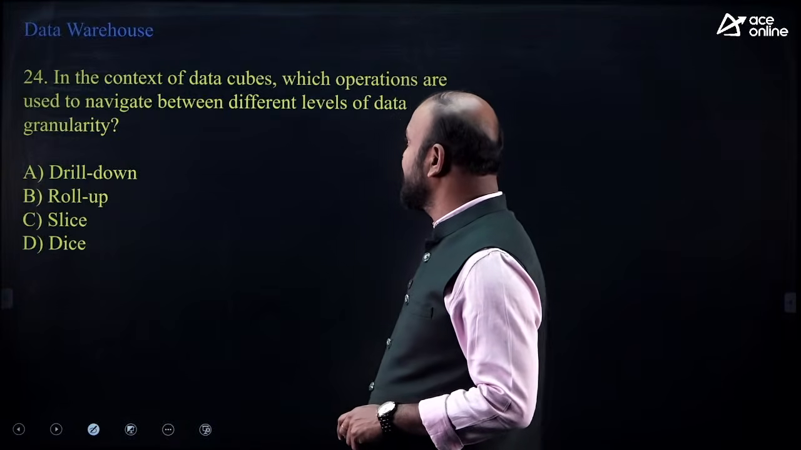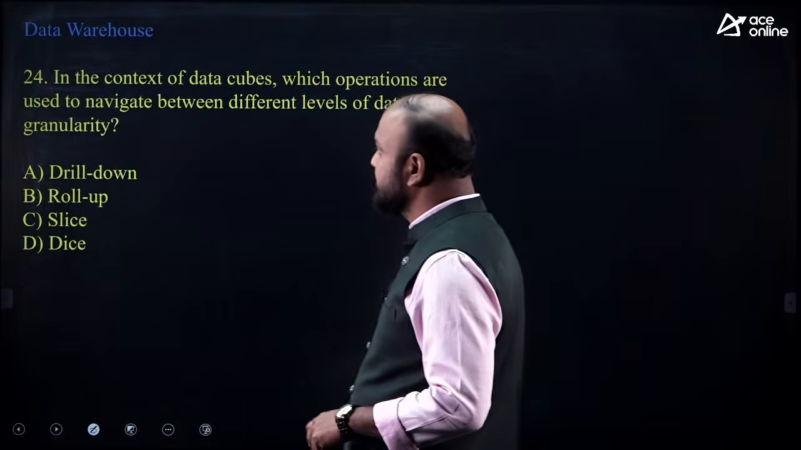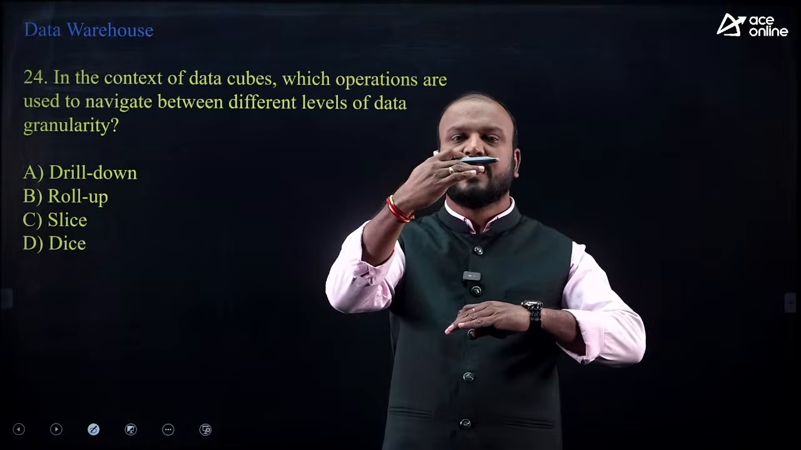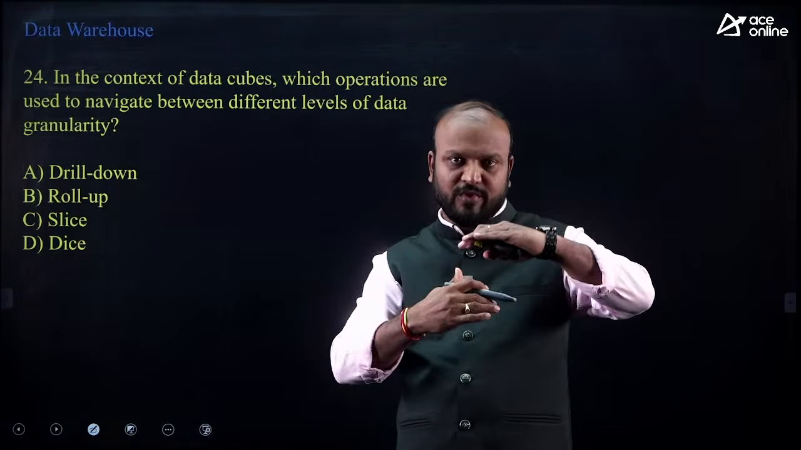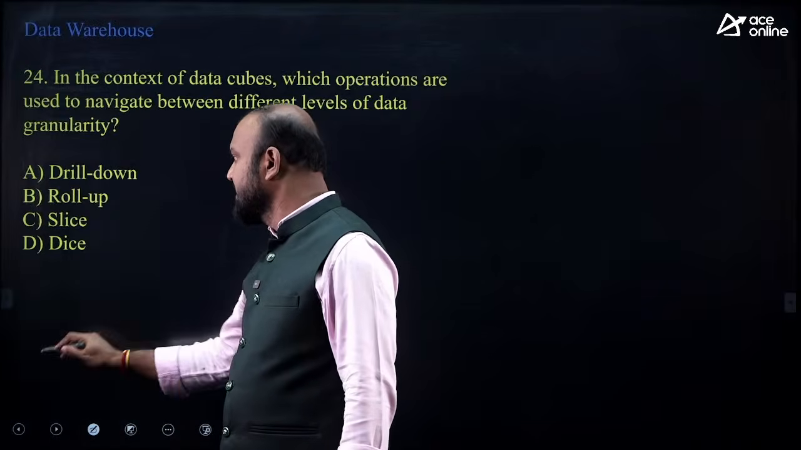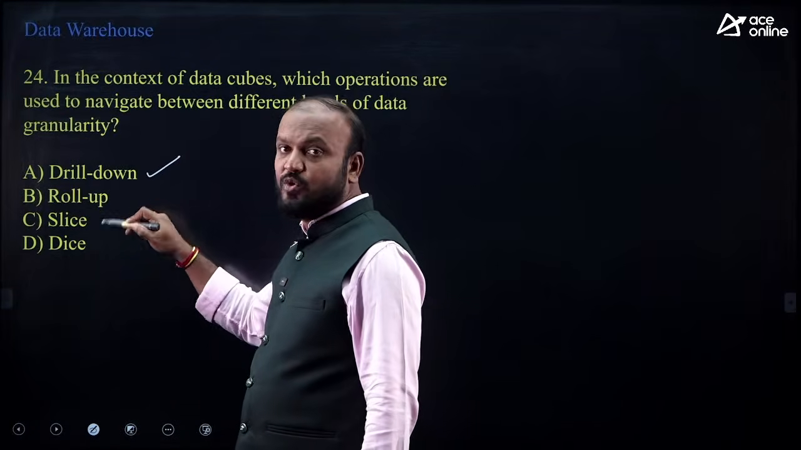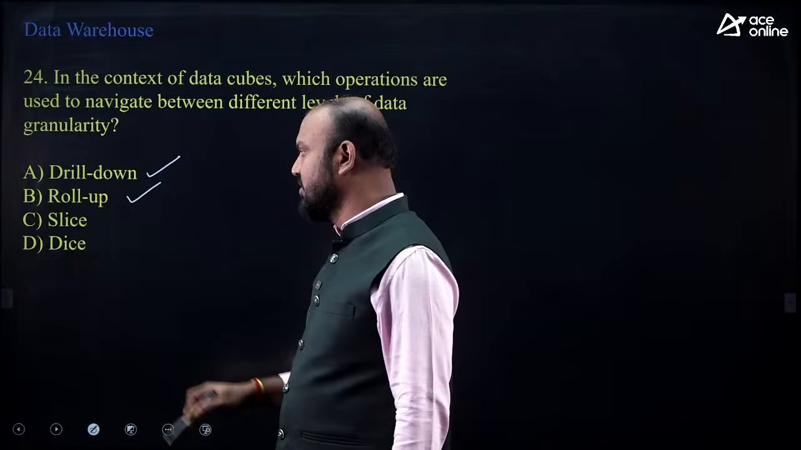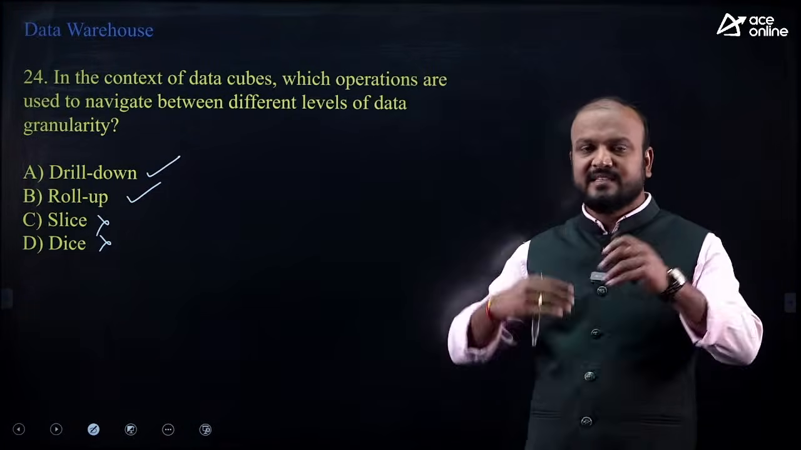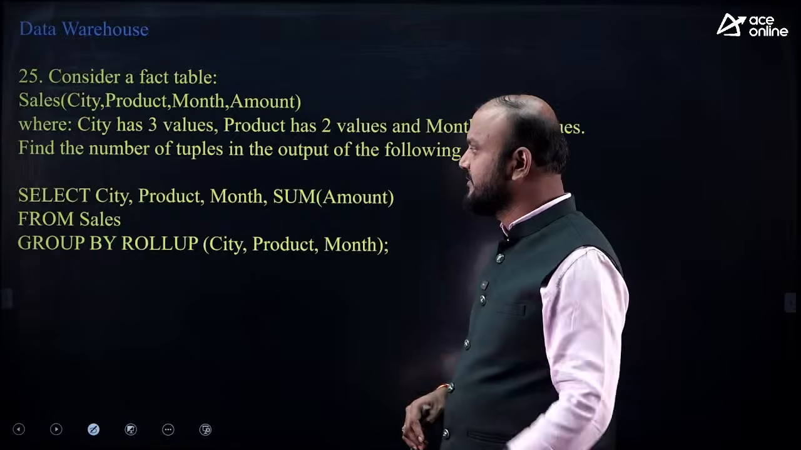In the context of data cubes, which operations are used to navigate between the different levels of granularity, to go up to a higher level of data and to go to a lower level of data? To go to a higher level and a lower level of data in a data warehouse, we have OLAP cube operations called drill down and roll up. Slice and dice are also OLAP operations, but they are not for seeing the data at different levels of data granularity.